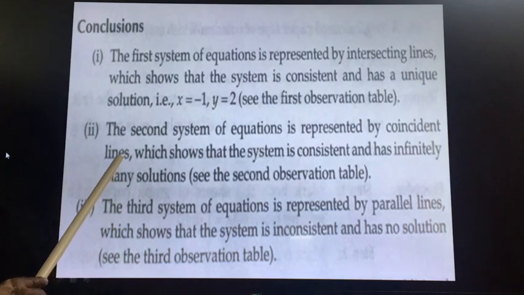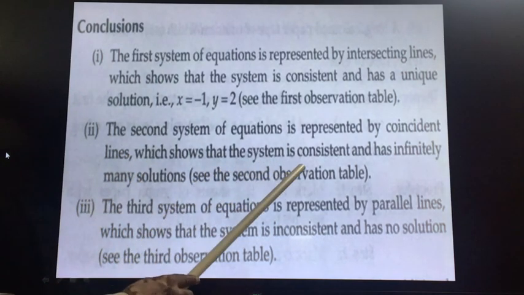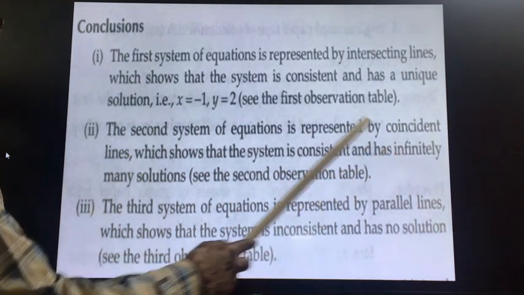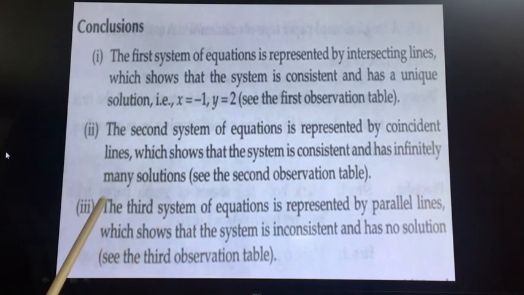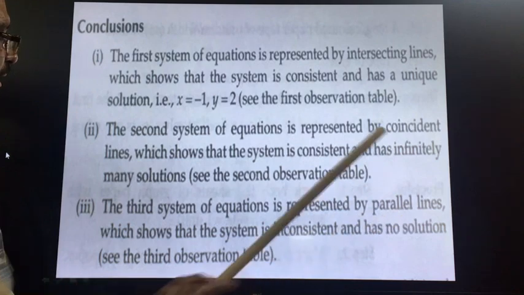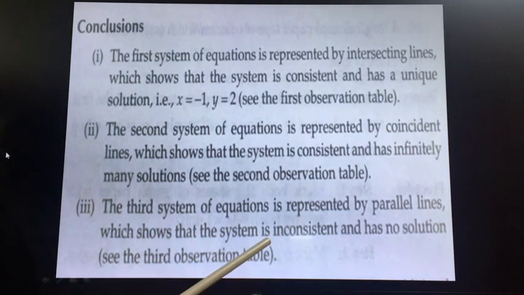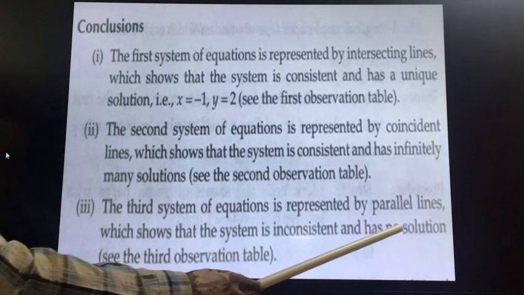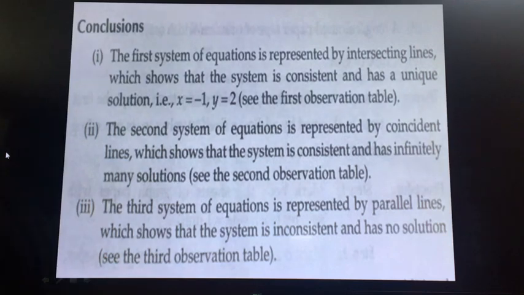Then the second case, the second system of equations is represented by coincident lines, which shows that the system is again consistent and it has infinitely many solutions. The third system of equations is represented by parallel lines, and this shows that the system is inconsistent and has no solution, right? So you can see the third table. So this was the conclusion, and then the practical will be over.